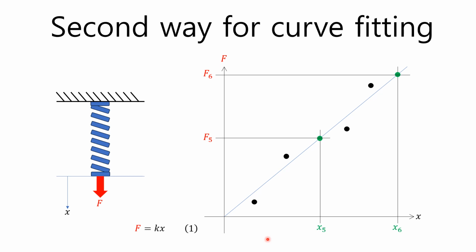In this case, the system function can be expressed as equation 1 applying Hooke's law. The task is to find the equation of a straight line that passes through all the points as close as possible, which is to find the k value of equation 1. This result is consistent with our physics knowledge. If we obtain arbitrary displacement x5 and x6 values based on the equation obtained in this way, we can obtain the force F corresponding to each value of displacement x relatively accurately.